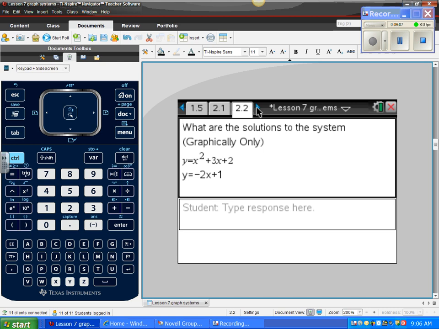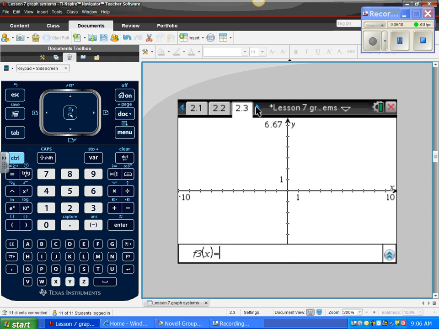So I've got x squared plus 3x plus 2. And I've got negative 2x plus 1. On the next page, I have graph page. Go ahead and graph them.